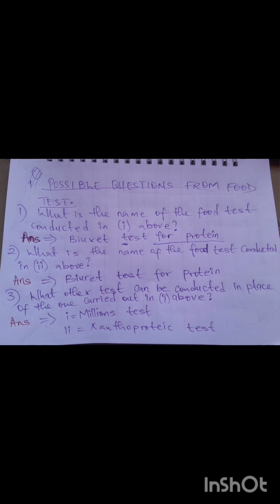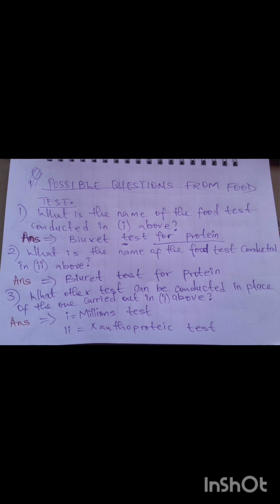Biuret test for protein. Then the third question I drafted is, what other tests can be conducted in place of the one carried out in I above? Remember that the one you carried out in I above is Biuret test for protein. There are so many other tests. There are 2 other tests you can conduct to test if there is protein in a substance. And those other 2 tests are what they are asking you: what other tests can be conducted in place of the one you conducted already.